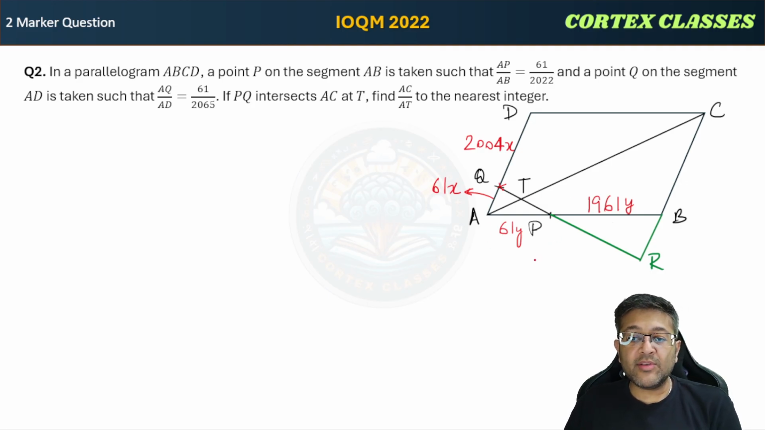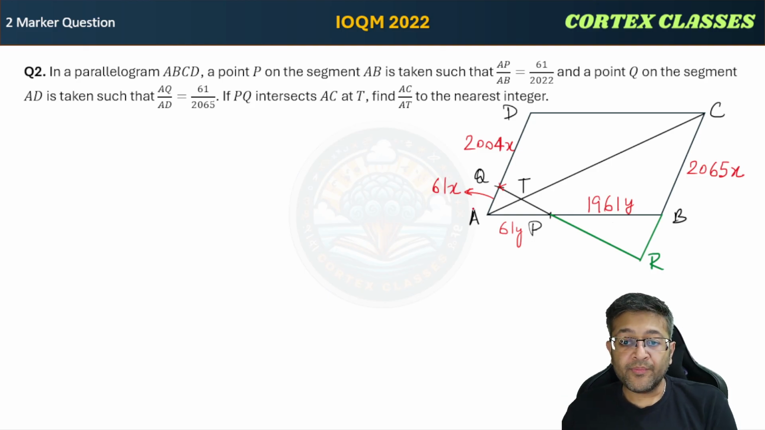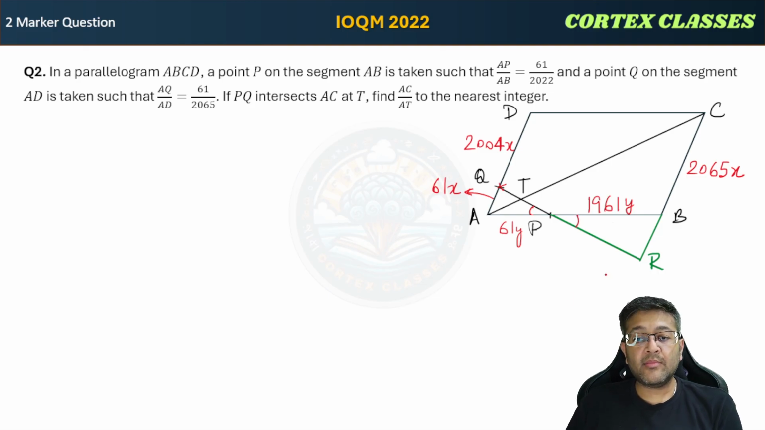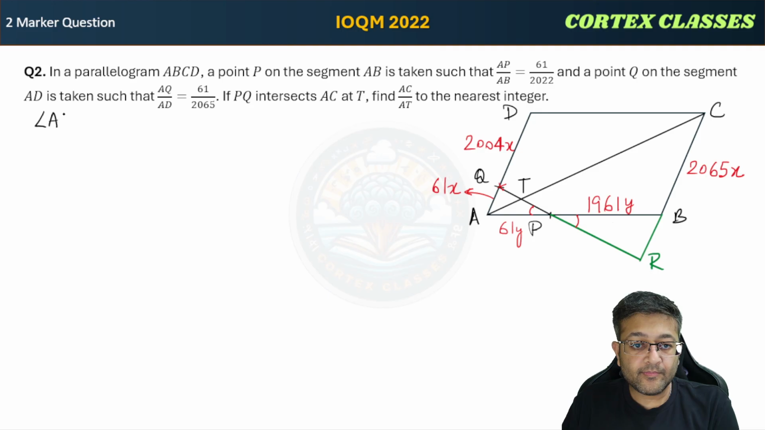So now how do we solve this? If I am taking AD as 2065x, then BC will also be 2065x. Let me mark here 2065x. Now how do we use this? Very importantly, this angle APT is equal to angle BPR. Sorry, BPR, let me mark here angle APT is equal to angle BPR. The reason is vertically opposite angles.